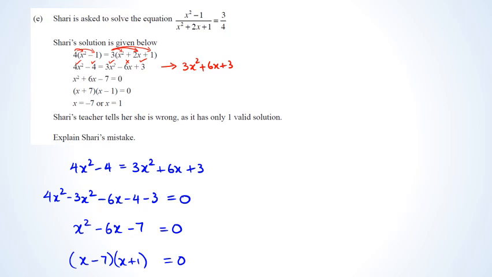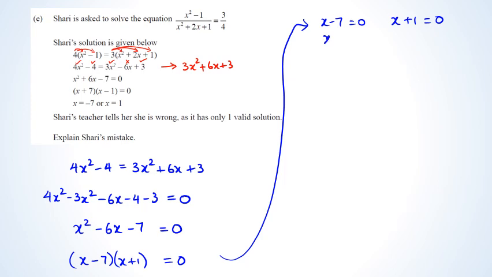So from here, I'll go all the way to the top there. So we can say that x minus 7 equals 0, or x plus 1 equals 0. And my two answers are x equals 7 and x equals minus 1.